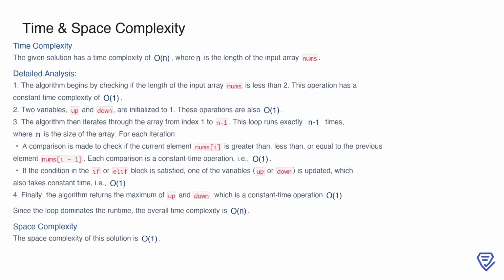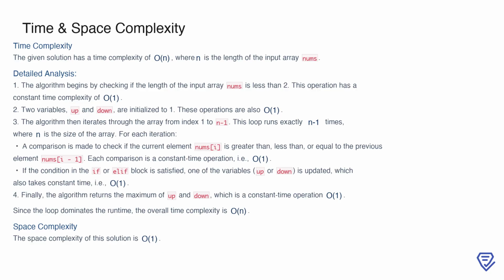The time complexity of this solution is O(n), where n is the length of the input array nums. To break this down, the algorithm starts by checking if the length of the array is less than 2, which is a constant time operation, O(1). Then, two variables, up and down, are initialized to 1, which also takes constant time. The main work happens in the loop that iterates through the array from index 1 to n-1.